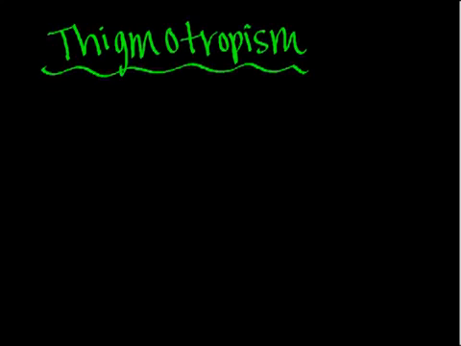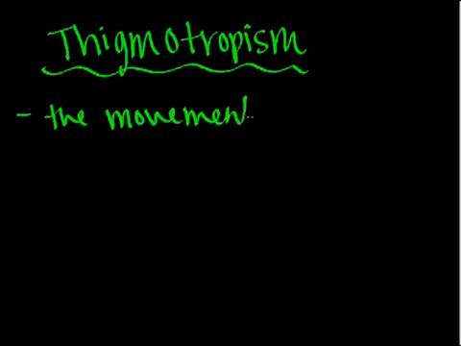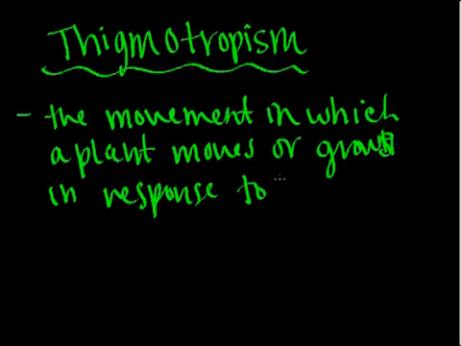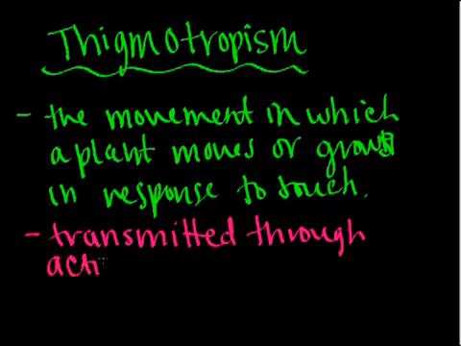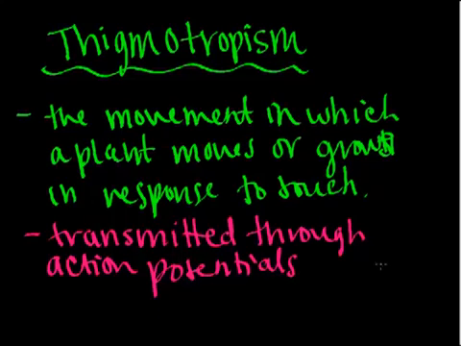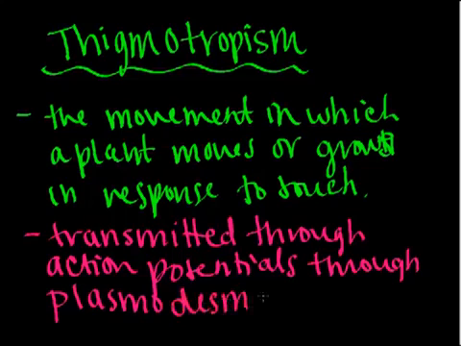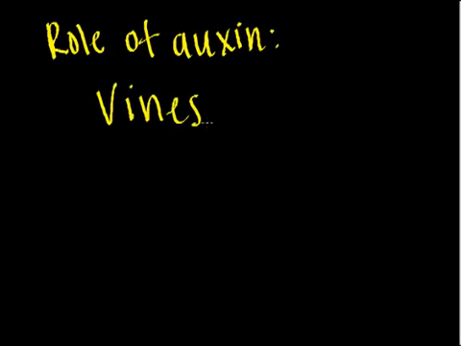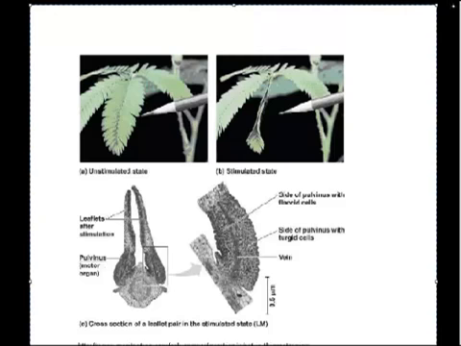So now we have another tropism. In this case, it is thigmotropism. And thigmotropism is basically the movement in which a plant moves or grows in response to a touch stimulus. And these are transmitted through action potentials in plants, which are kind of like nerve potentials in animals, with calcium. And they are transferred through plasmodesmata, the gaps between two plant cells. So, in the case of, let's say, the plant's vines, they also use auxin as well. And basically, like with phototropism, the side away from the stimulus is where auxin congregates, elongating the far side.